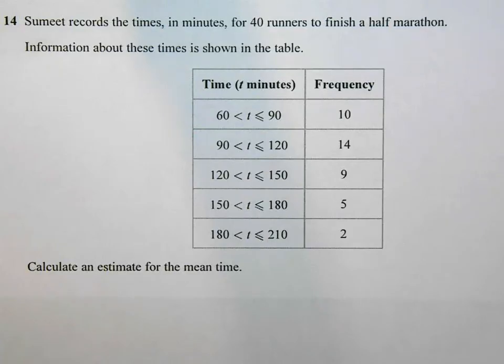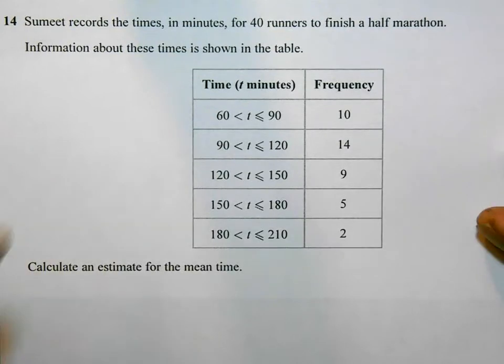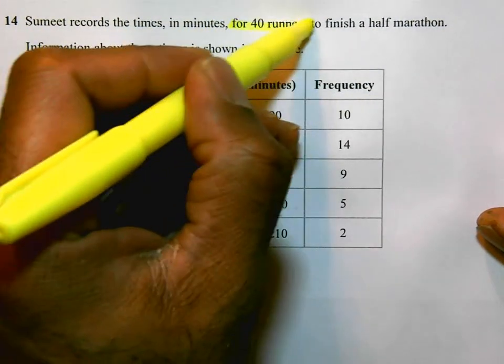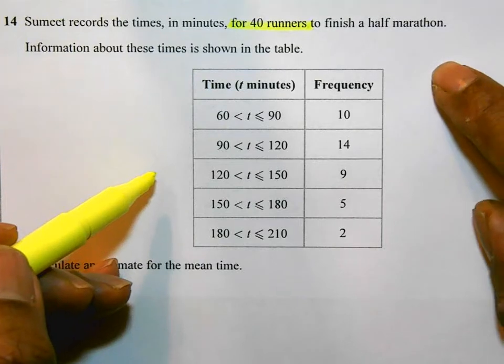This is question number 14 on the June 2014 calculator paper. So looking at this question, it says, Sumit records the time in minutes for 40 runners to finish a half marathon. The information about these times are shown in the table.